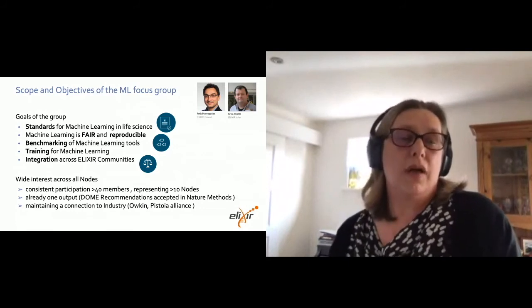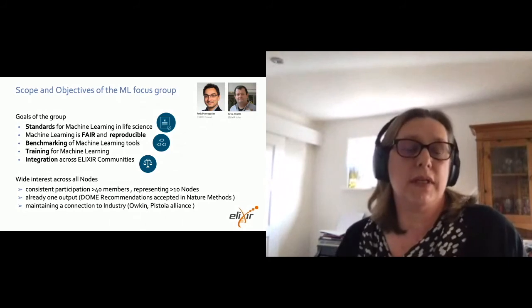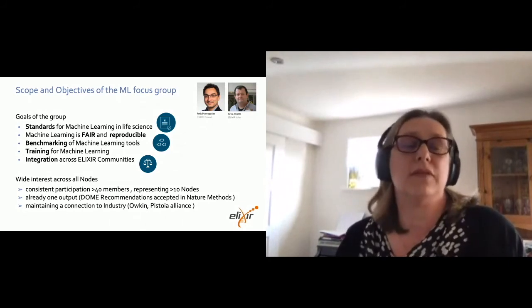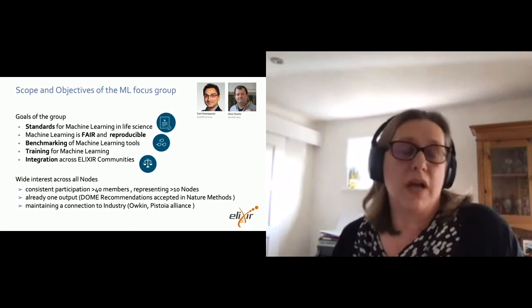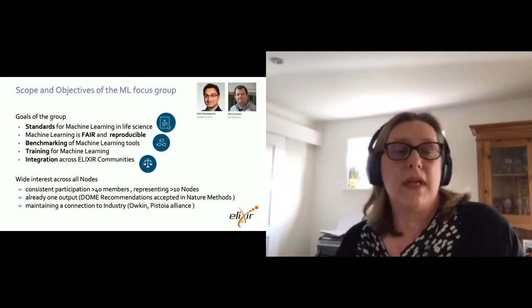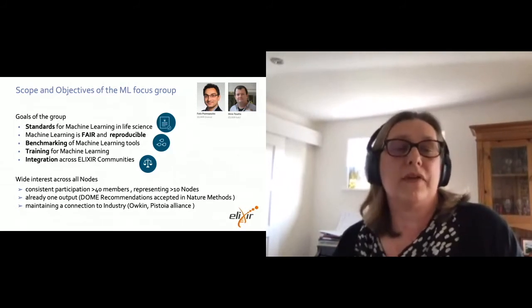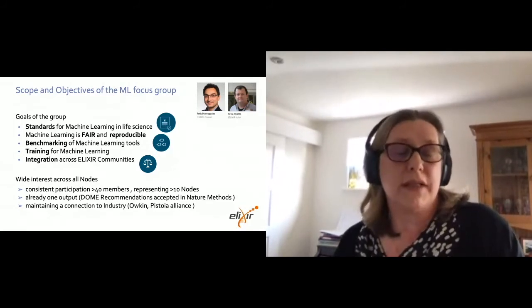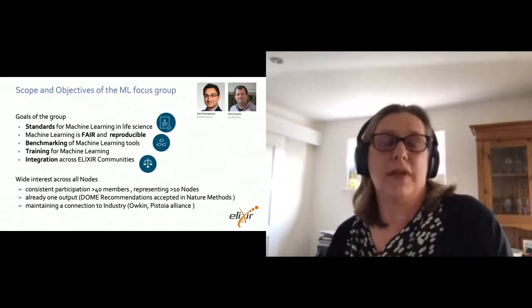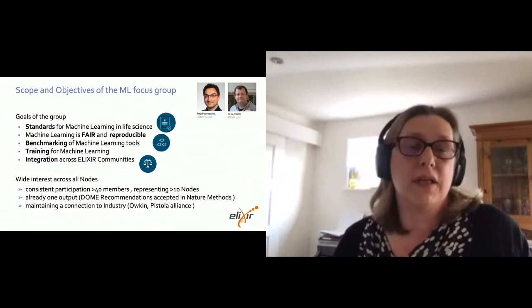So we currently have over 40 members that take part in the machine learning focus group, and this is represented by more than 10 different countries that take part as well. And one of the outputs that we've already been successful with is the DOME recommendations, which I'll go into more detail a little later. But also we have connectivity with Pistoia Alliance, with the presentation that Badri has just made, and also Orion as an industry partner as well.